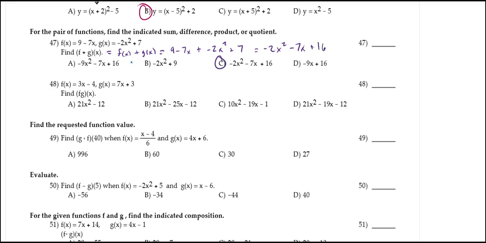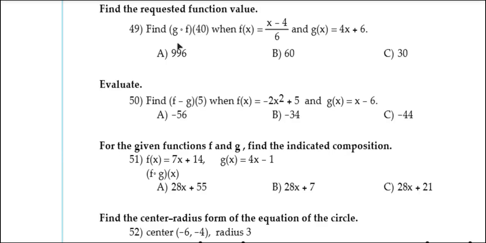Here we're asked to take a product of f and g. F times g of x is equal to f of x times g of x. So we're going to want to take 3x minus 4 and multiply that by 7x plus 3. But this is, of course, just foiling, from which we get 21x squared minus 28x plus 9x minus 12. But then if we group our like terms of the 28x and 9x, we get minus 19x, which gives us D for our answer.